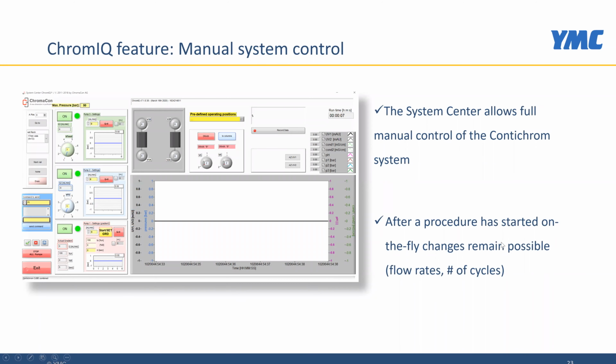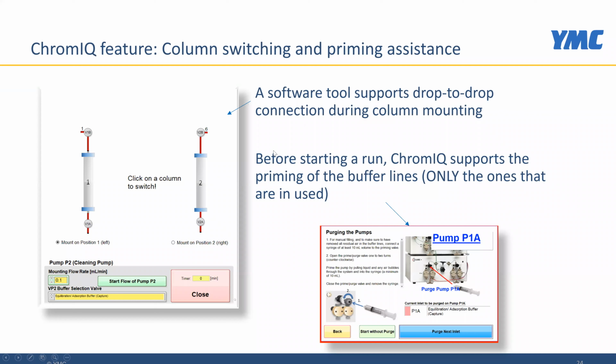After the procedure has started, you can also do on-the-fly changes. This means once we have started a method queue, the system center for manual control will be disabled, but it still will be possible to do some on-the-fly changes, which are usually or could be useful in continuous chromatography run operation. Now, before starting a run, this ChromIQ software has a number of other useful features.